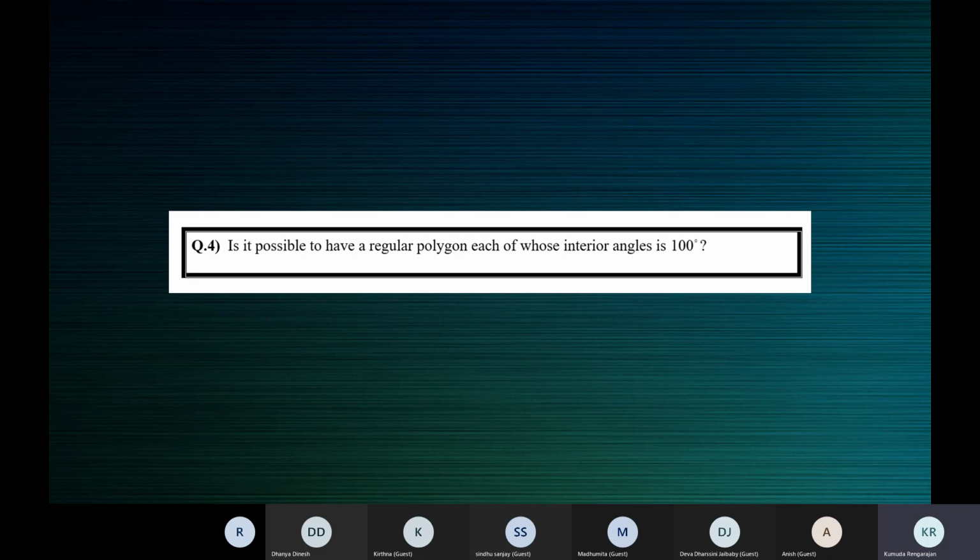Each interior angle is 100. That means (n minus 2) into 180 by n is equal to 100. You can work that and find the value of n. Or each exterior angle is equal to 80, so 360 by n is equal to 80. Now work that, children. Just do a rough work. Work that and tell me the value of n.